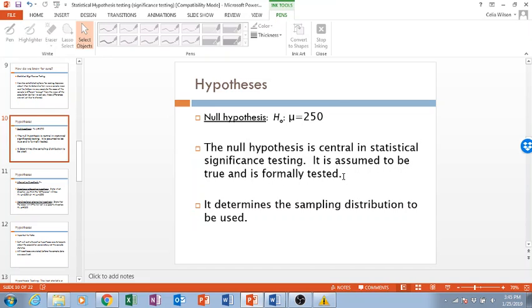So we are always testing the null. Even if the null is never explicitly stated anywhere in a study, we know that that is what is being tested because that's the type of test we're doing, null hypothesis significance testing. Okay?